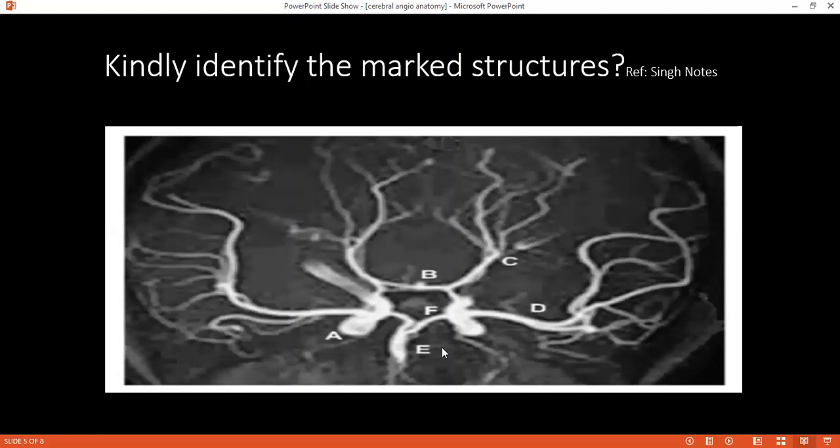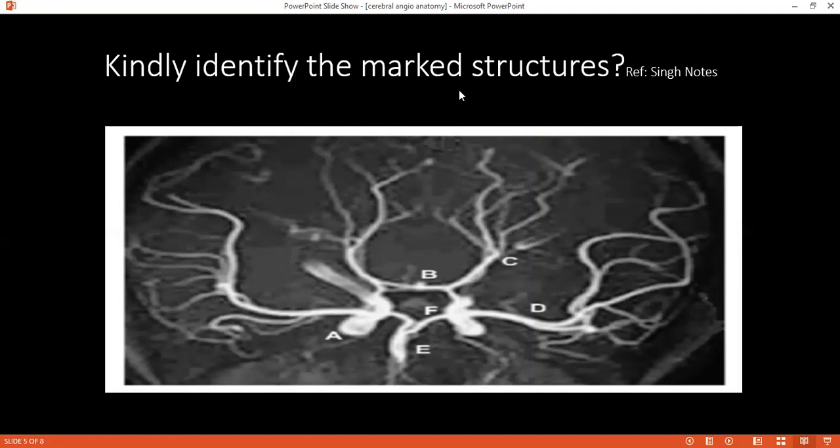Okay, move on. Can you please identify structures from A to F in this image? What is it showing? It is showing a cerebral angiogram, the coronal section. A is internal carotid artery. B is anterior communicating artery. C is anterior cerebral artery. D is middle cerebral artery. F is posterior communicating artery, and E is basilar artery. Okay. Anything else that you could appreciate in the image? No? Okay.